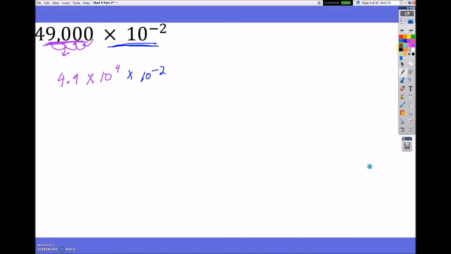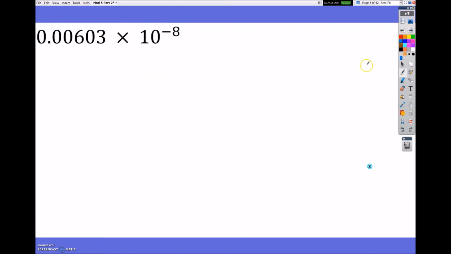And I want you guys to remember from a lesson before, when I have the same base and I am multiplying together, I keep the base the same and then I add the exponents. 4 plus negative 2 is positive 2. And I still have the 4.9 times. Okay.